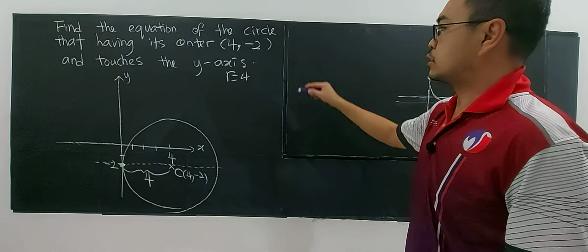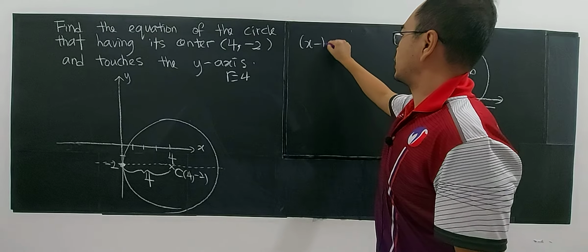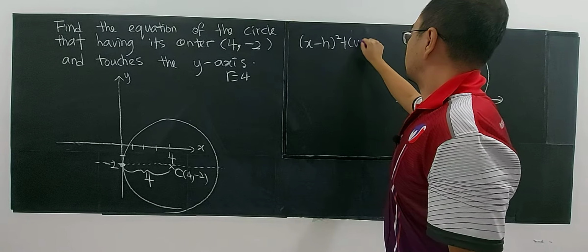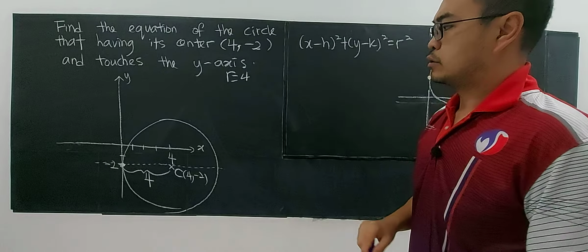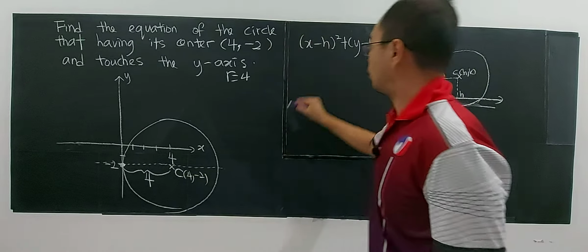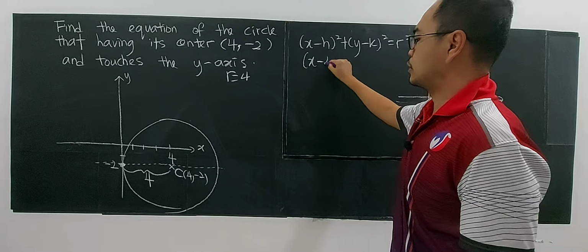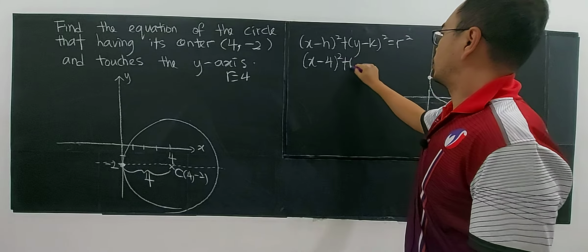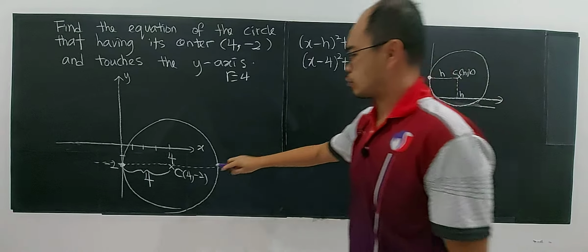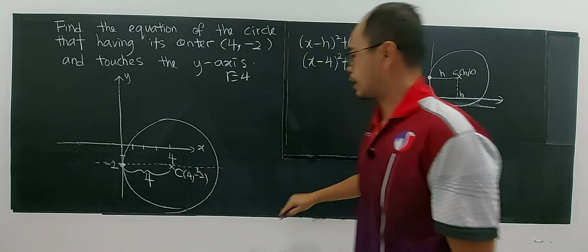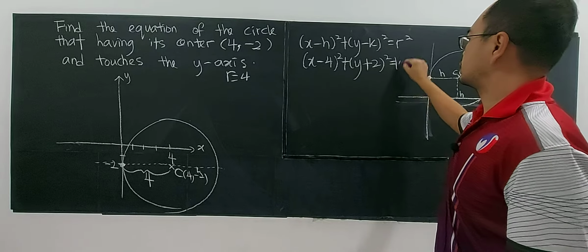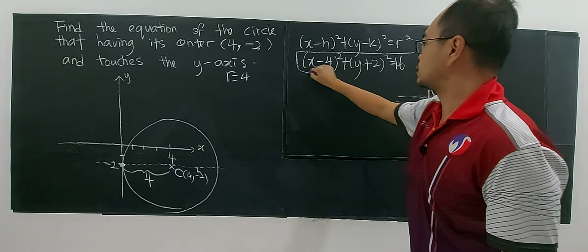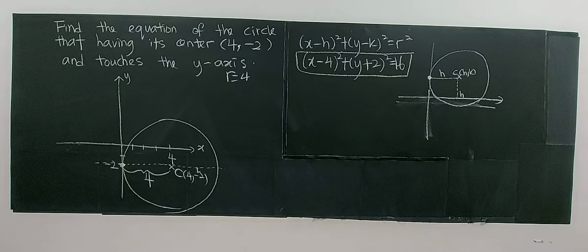So then we can use the standard equation (x - h)² + (y - k)² = r². Your h is 4, so it becomes (x - 4)² + (y - k)², where k is -2, minus minus becomes positive, so (y + 2)² equals r², which is 16. So this is the equation of this circle.